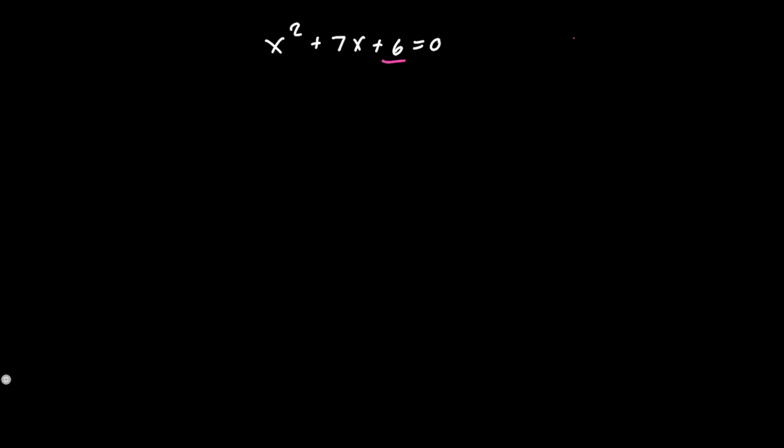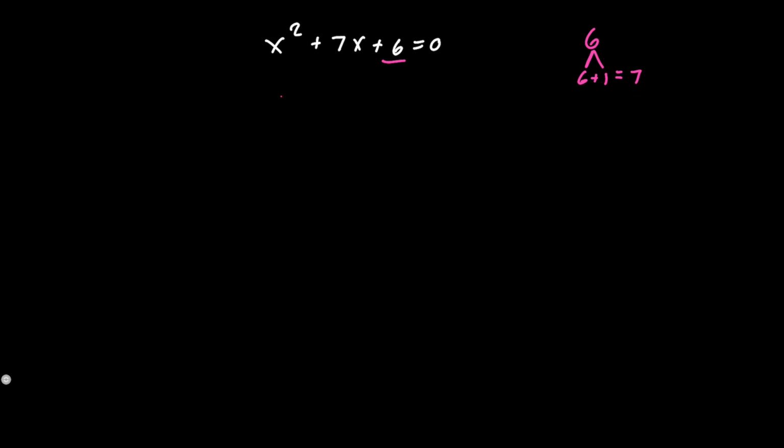Let's look at 6 again. And we're going to have to find two numbers that multiply to 6 and add up to 7. And those two numbers, if we go ahead and look at the possible factors of 6, we would see that 6 times 1 is equal to 6, and 6 plus 1 is equal to 7.